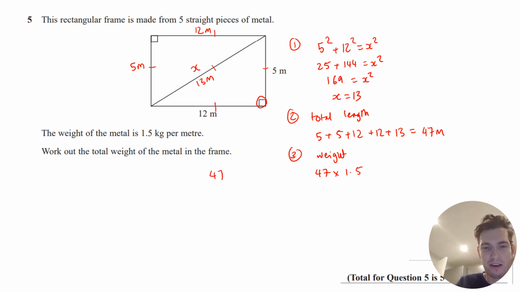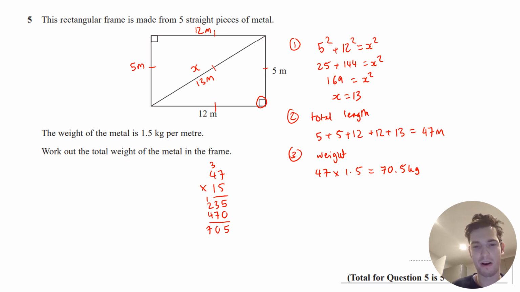Okay, let's just do a calculation off to the side. So 47 times by 15. Okay, so it is 705. So that is going to be 70.5. And I'll put my units, which is kilogram, might be a mark for the units. Okay, let's move on to the next one.